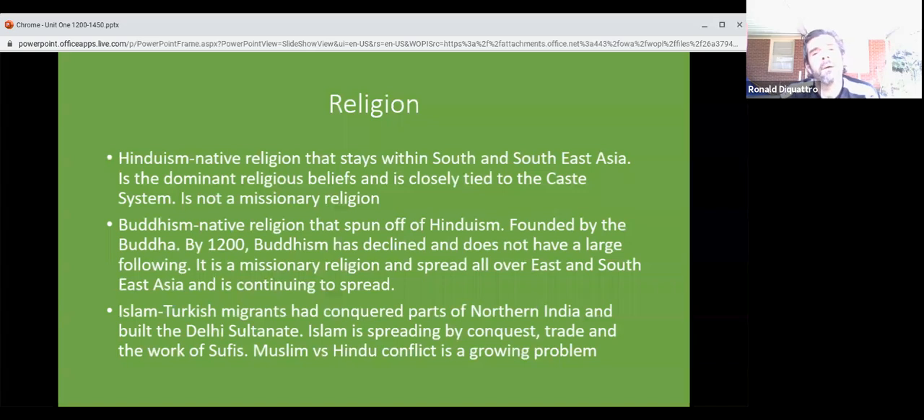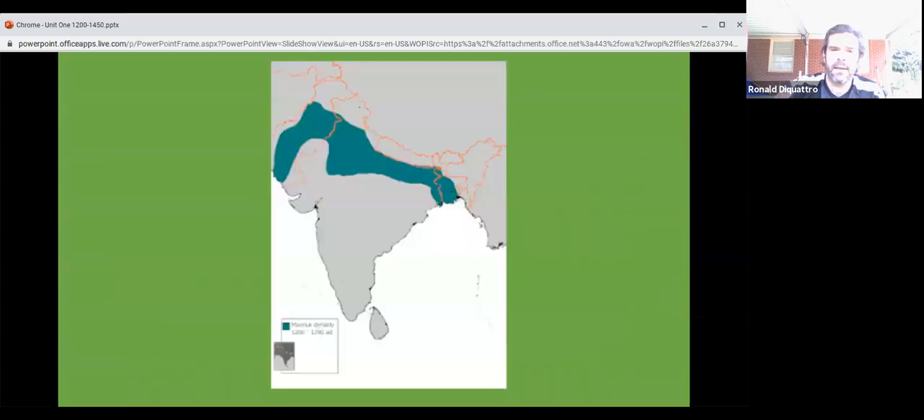Now, because Islam spreads to South Asia originally by conflict, there's always going to be conflict between Muslims and Hindus in South Asia. It starts in this region with the creation of this outside state, the Delhi Sultanate, and unfortunately, and for lots of reasons, some of which we'll learn in future classes way down the road, Muslim and Hindu conflict continues to be a thing in South Asia even to this day.